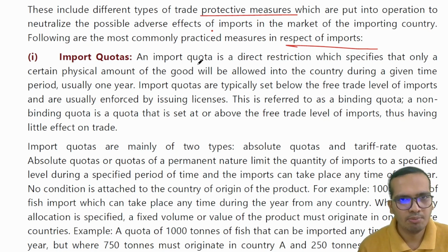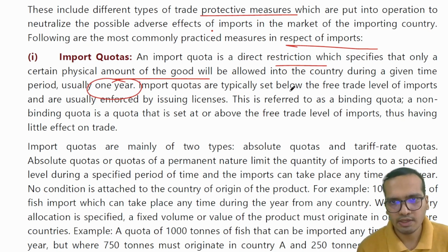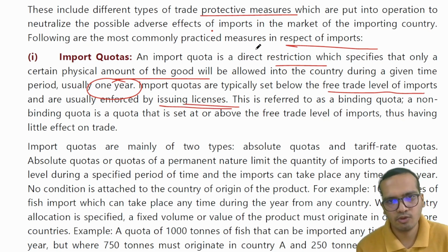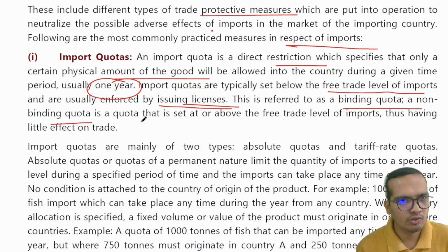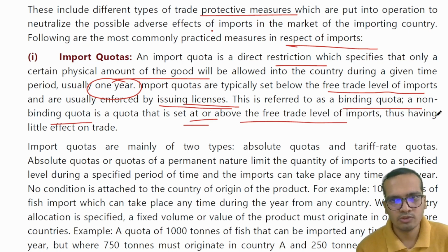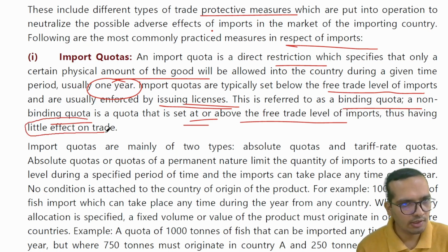Import quotas. An import quota is a direct restriction which specifies that only a certain physical amount of the good will be allowed in the country during a given period of time, usually 1 year. Import quotas are typically set below the free trade level of imports and usually enforced by issuing licenses. This is referred to as a binding quota. A non-binding quota is a quota that is set at or above the free trade level of imports, thus having little effect on trade.